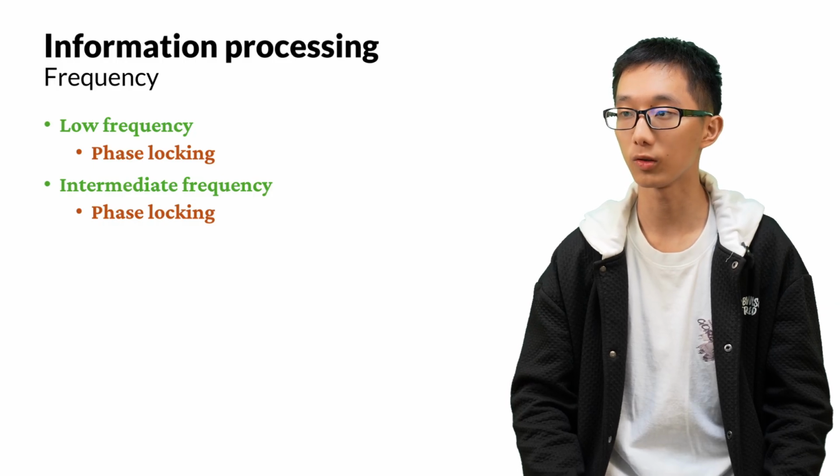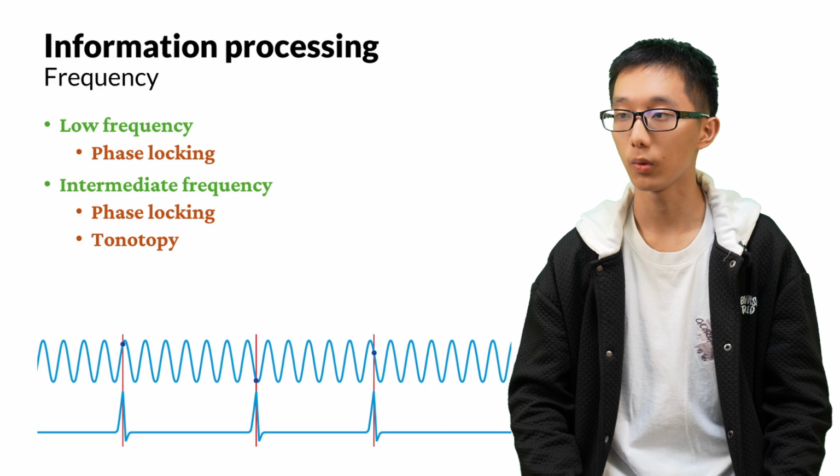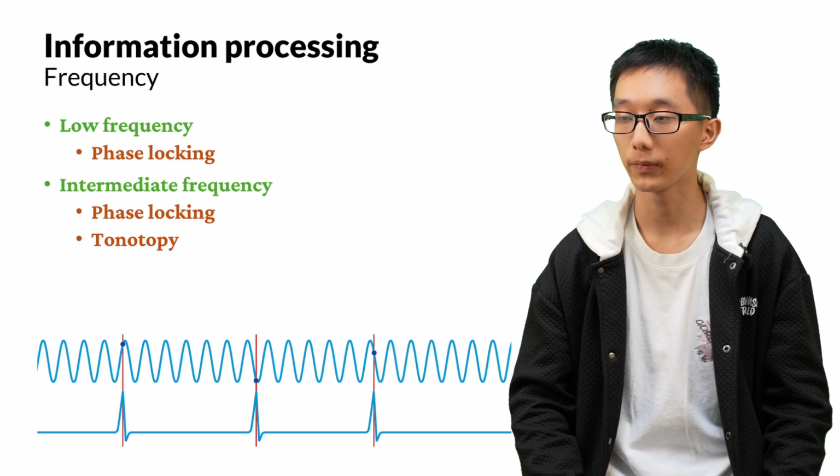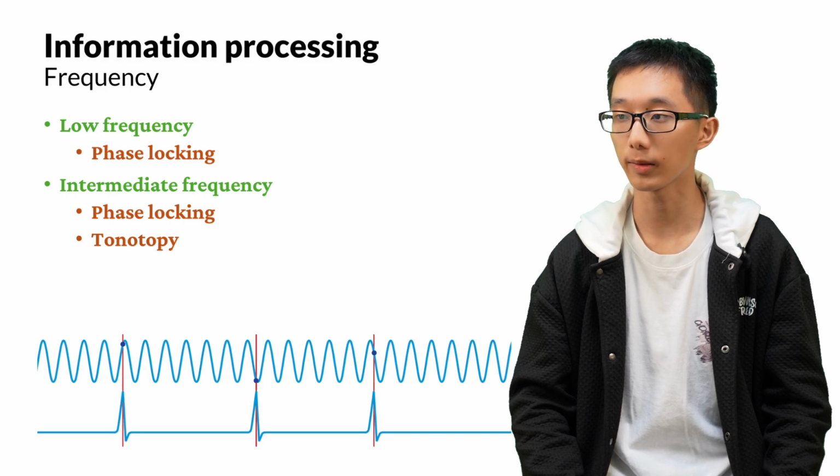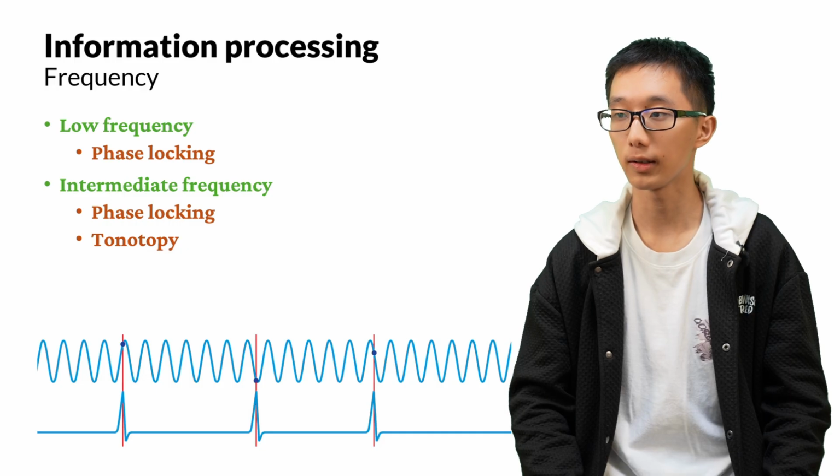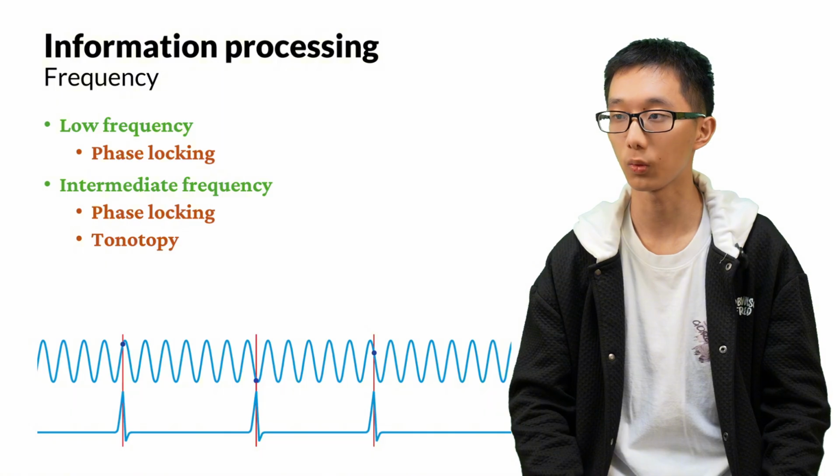When the frequency becomes a little bit higher, however, then we rely more and more on tonotopy. This is because phase locking sometimes fails. The neurons are now unable to lock onto the specific phase of the sound wave. Therefore, we use tonotopy.